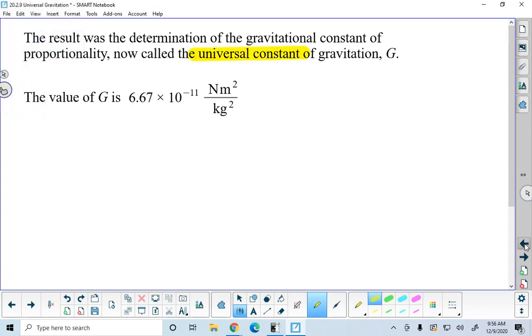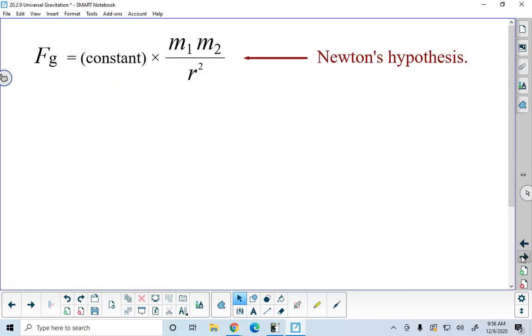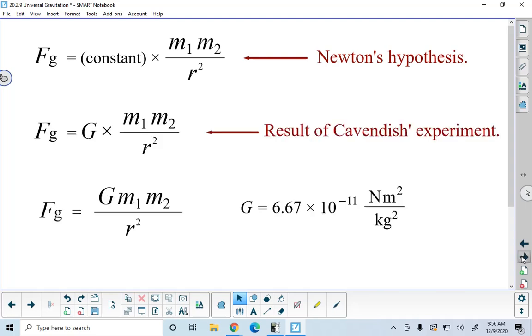Everything that we, being the physics community, believe to be true tells us that if you were to do Cavendish's experiment on the moon, and they actually have done it in orbit, by the way, if you were to do it on the moon or a different planet or a different location on Earth, you always get this number. So now we have this equation. We go from Newton's hypothesis to Cavendish's proof to an actual equation that we can use to calculate the force of gravity between two objects.